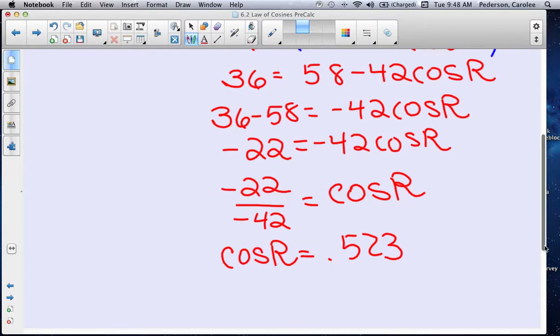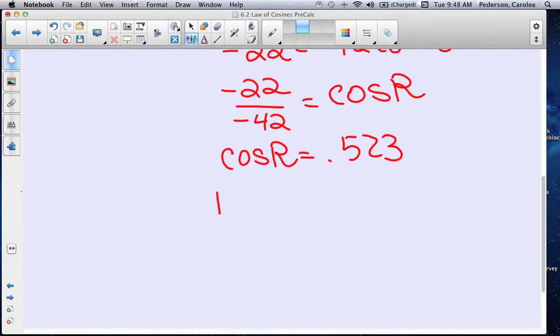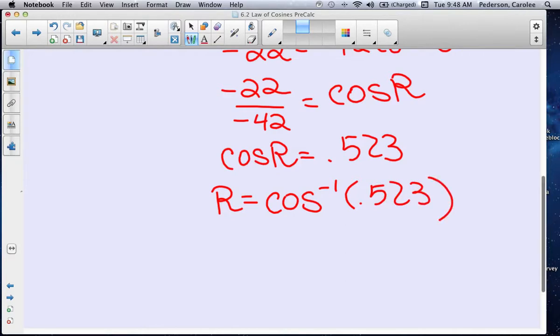And now how do you find the angle measure? Inverse trig of cosine. So angle R will equal the cosine inverse of 0.523. Make sure your calculator's in degree mode. 68.41 degrees. Now if we ask you to solve this triangle for the other pieces, I would then probably do the law of sines next, and then the triangle sum theorem to find that third angle. Law of cosines is longer than law of sines.